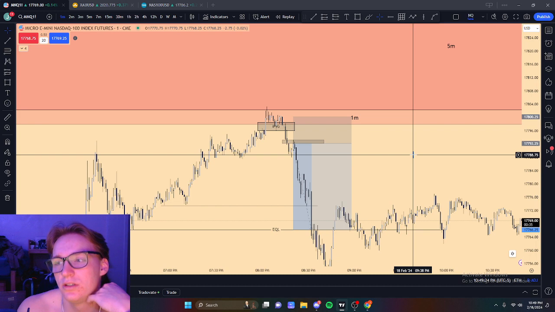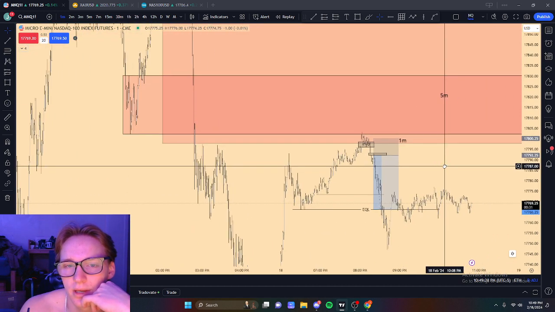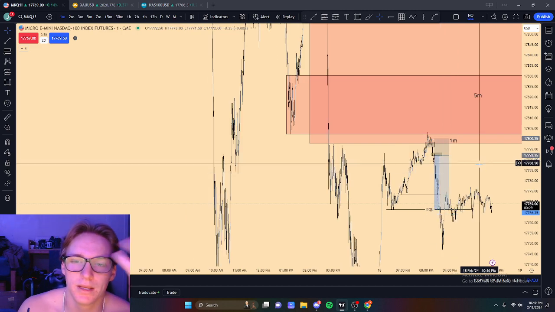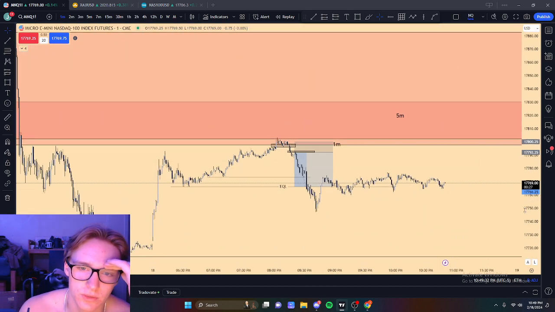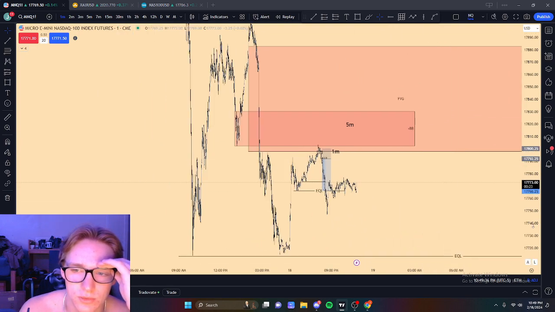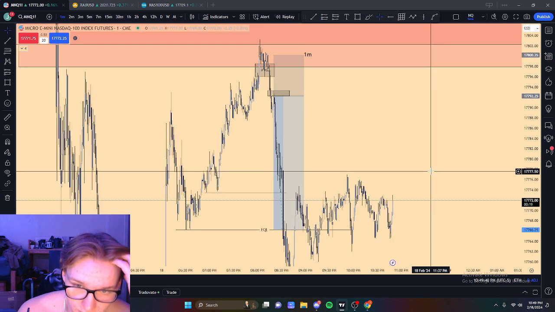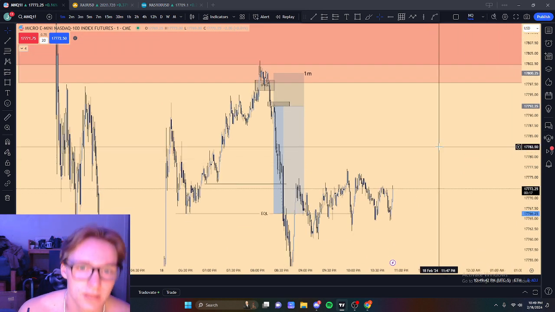The unicorn setup is basically just a breaker block with an inversion fair value gap. And that's basically it. It's best to have a liquidity sweep, maybe off a reaction with a bigger fair value gap like this was. And then it's best to be targeting some equal lows or equal highs, sell side or buy side liquidity.